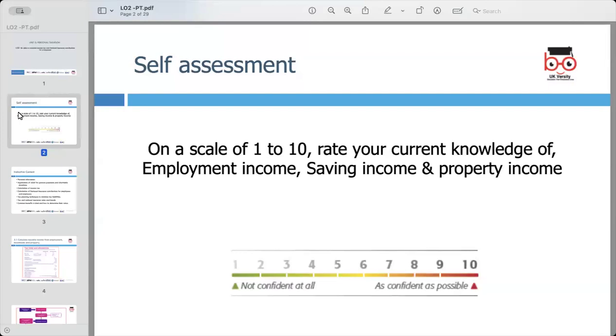So you can check your knowledge of employment income, saving income, and property income. One means not confident at all and up to 10 as confident as possible.